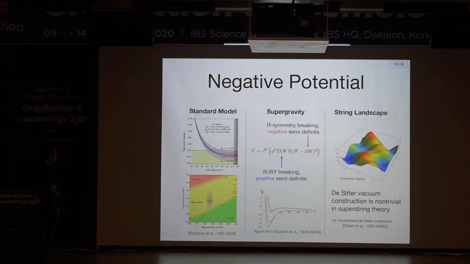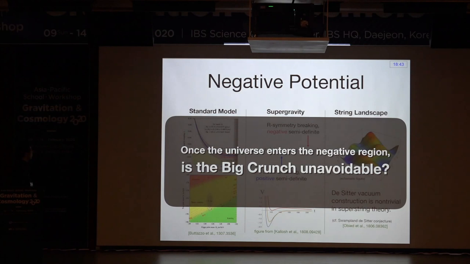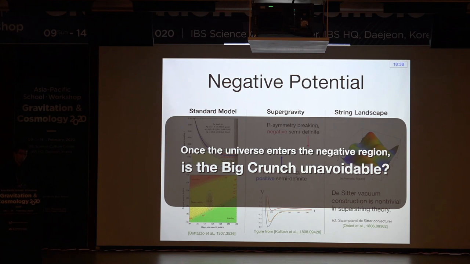Anyway, I do not discuss this in detail, but the message is that negative energy is much more natural in this context. So once we accept this negative energy density vacuum, then we can imagine that in a cosmological context, the scalar field goes into the negative region of the potential. Then once it happens, as I said, the universe contracts. So the question is, is the big crunch an unavoidable consequence or not? This is an important question.